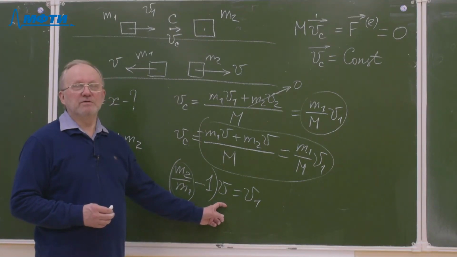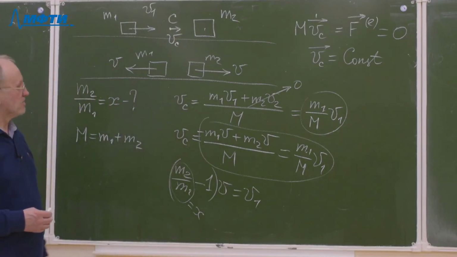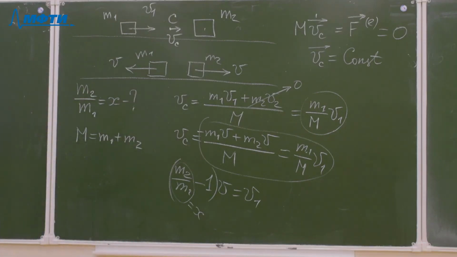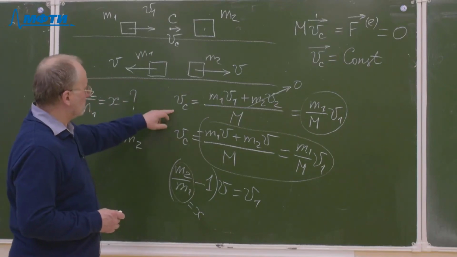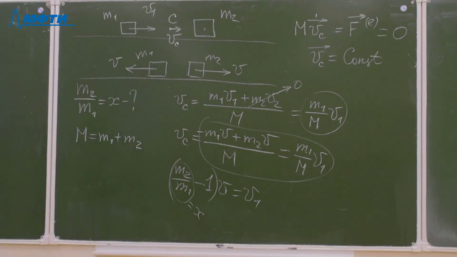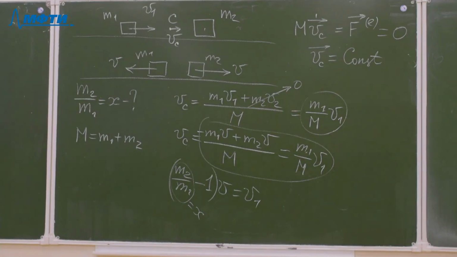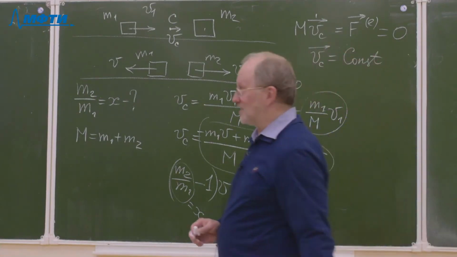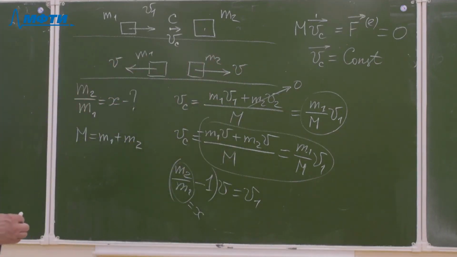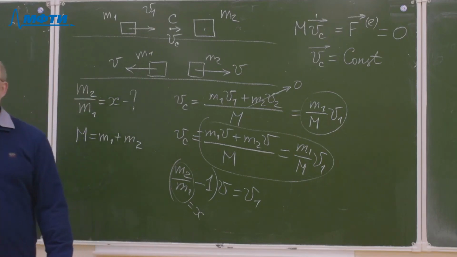Which condition should be used? I have already used the fact that the center of mass moves with constant velocity. I have already made use of this condition. What else can be used here? Sorry? Oh no, yes, you can use energy, conservation of kinetic energy, because the collision is absolutely elastic. But in this particular problem, we can use only conservation of momentum and nothing more.